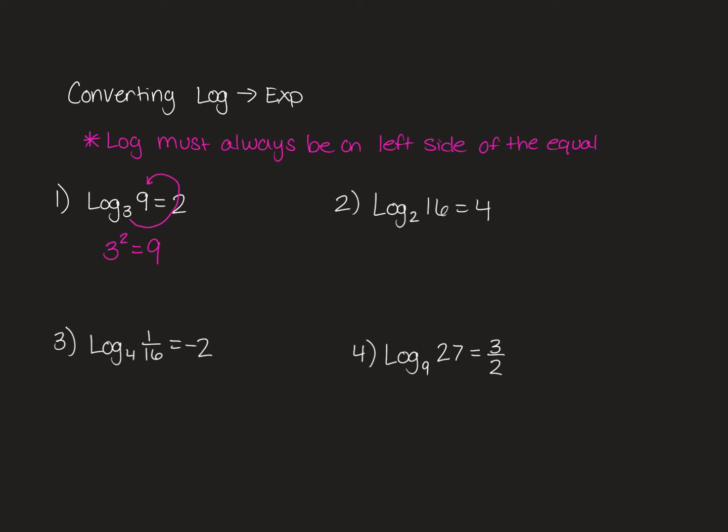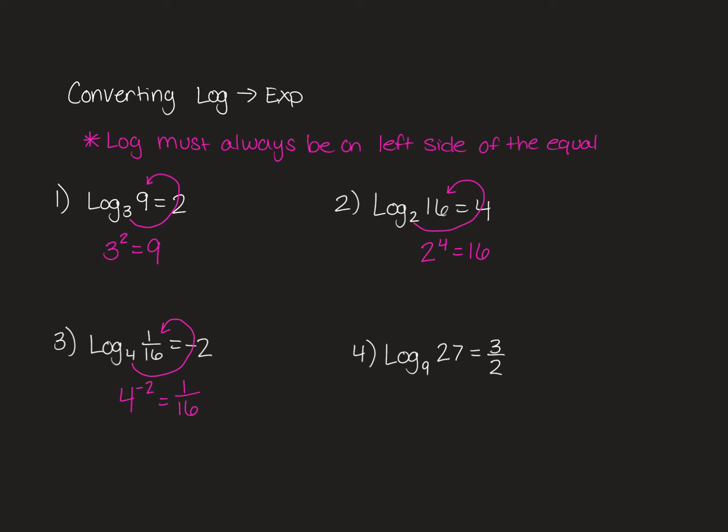We can do the same thing with number 2. Follow the loop-de-loop. 2 to the 4th is equal to 16, which is true. Number 3 gets a little weird, but you still follow your loop-de-loop, so 4 to the negative second equals 1 over 16. Now I want to explain this one just a little bit.